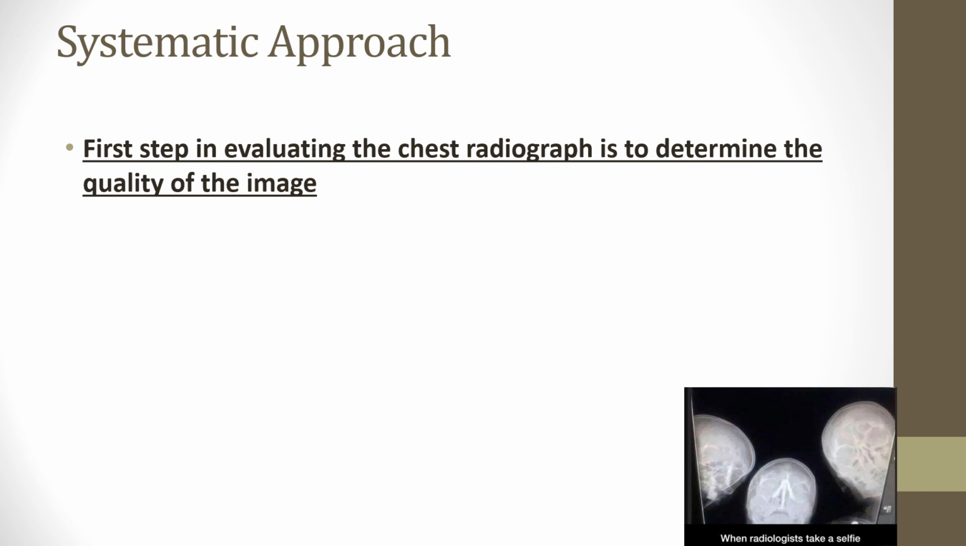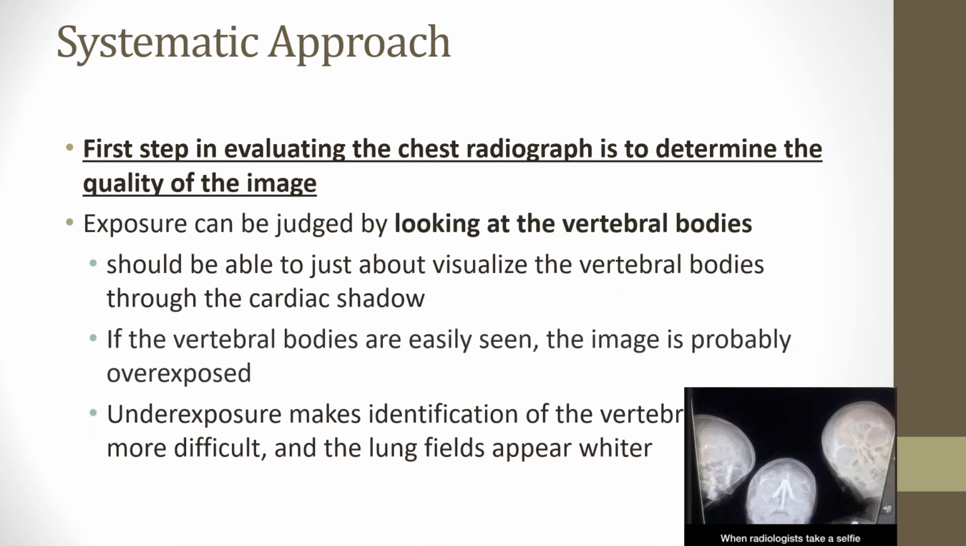Okay, step 1B is making sure you have a good quality image before you interpret it. How do you make sure you've got a good quality image? Well, you're looking at the vertebral bodies. You should be able to see the vertebral bodies through the cardiac shadow. If you don't see them, then it's underexposed. If you see them very, very clearly, then it's overexposed.